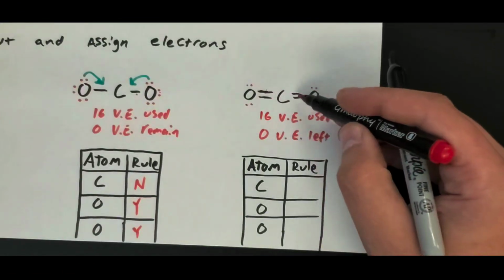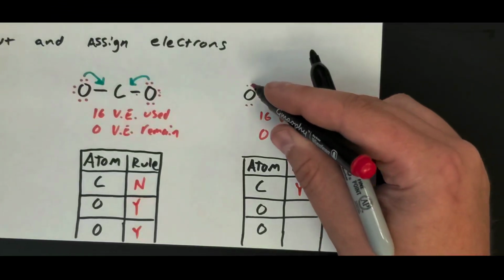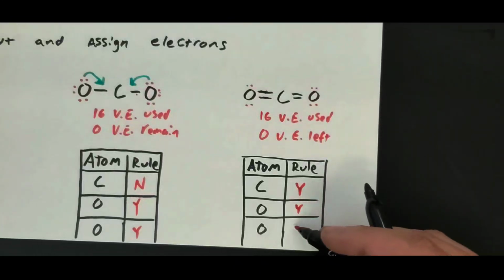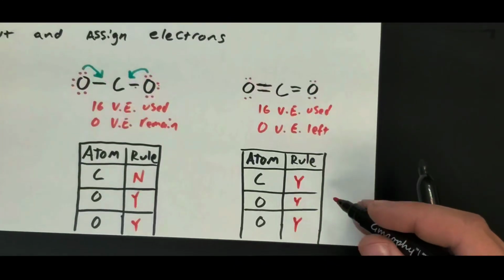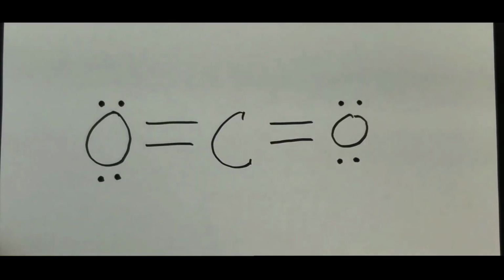Carbon has 2, 4, 6, 8, so its octet rule is now fulfilled. This oxygen here has 2, 4, 6, 8, so its octet is fulfilled, and the same with the other oxygen. And so we are ready to build the model. Okay, here's our Lewis diagram for carbon dioxide. We're going to build a ball and stick model for this.